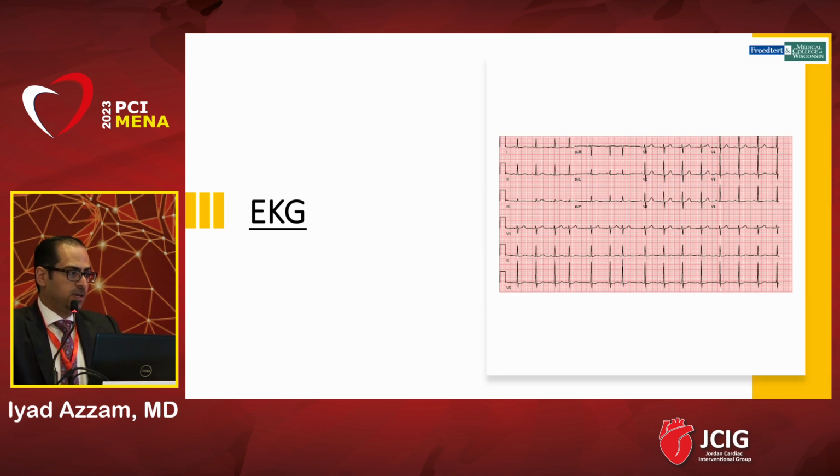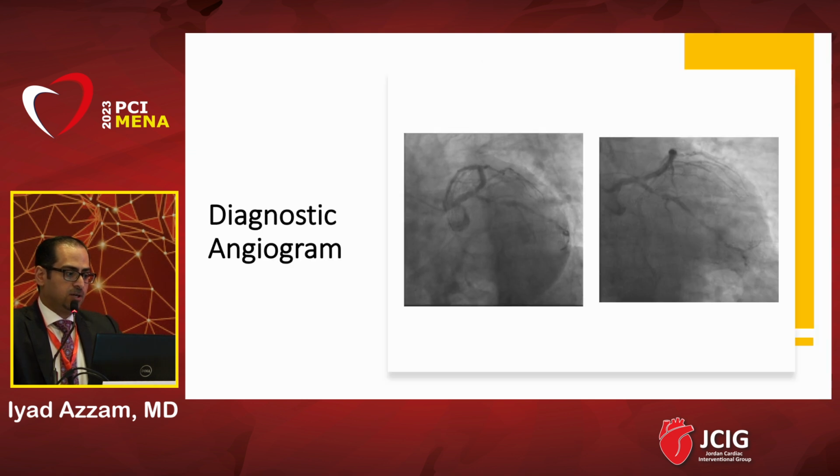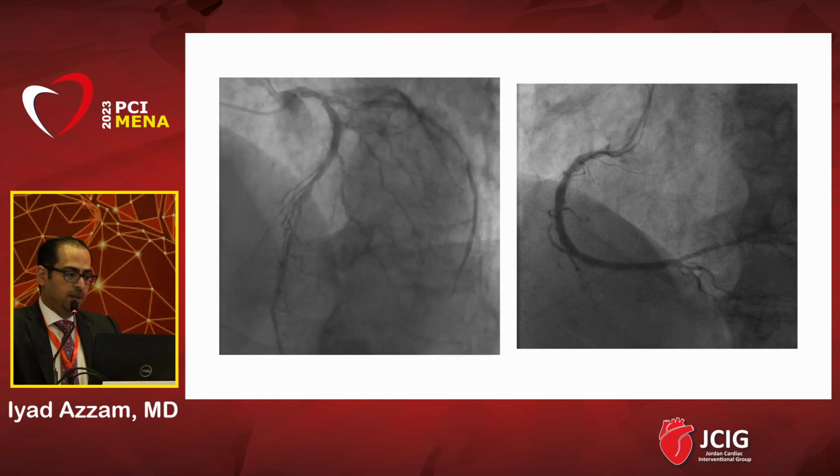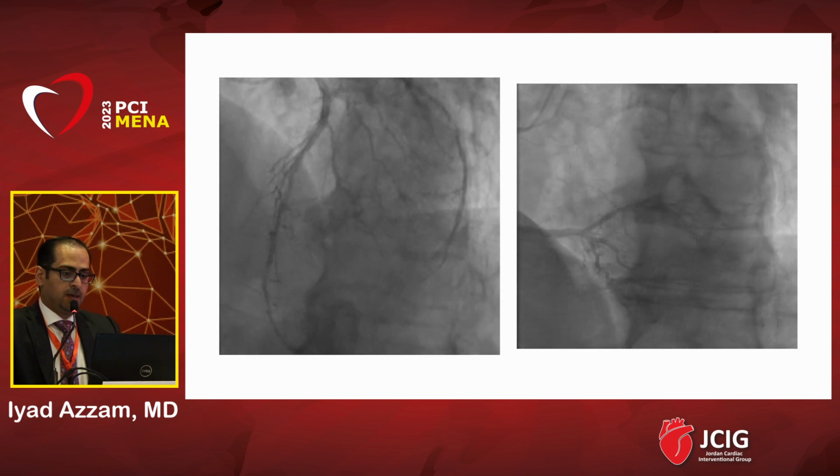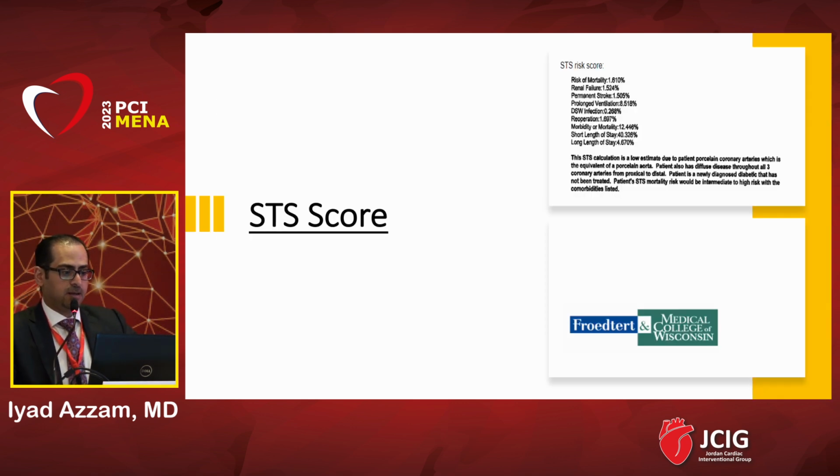His EKG wasn't really remarkable. Diagnostic angiography at the other hospital demonstrated distal left main artery disease, horribly calcified arteries, proximal LAD, circumflex, and distal PLV. So his STS score was calculated. Risk for mortality was 1.6%. The cardiac surgeon at the other hospital did not want to proceed since his arteries are horribly calcified, which is equivalent to a porcelain aorta.